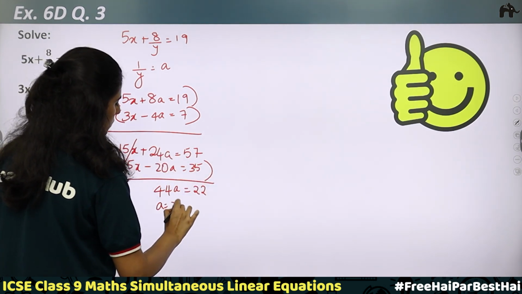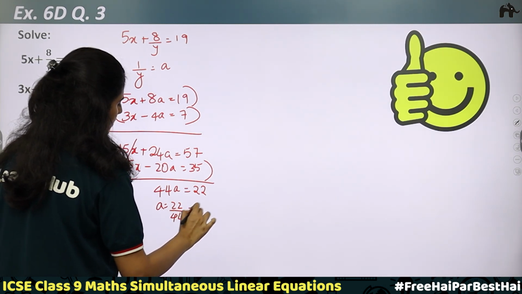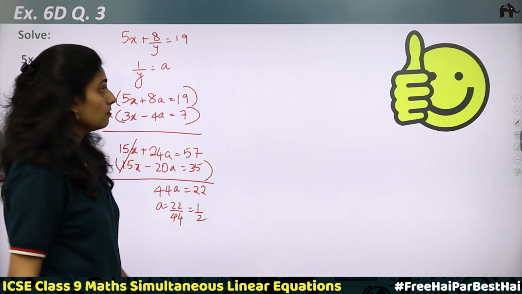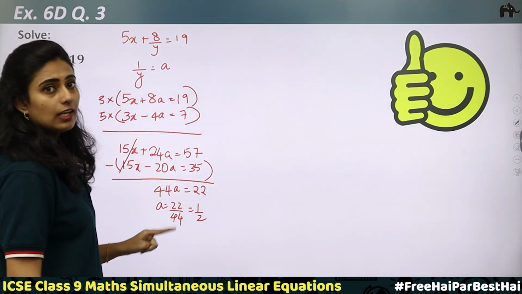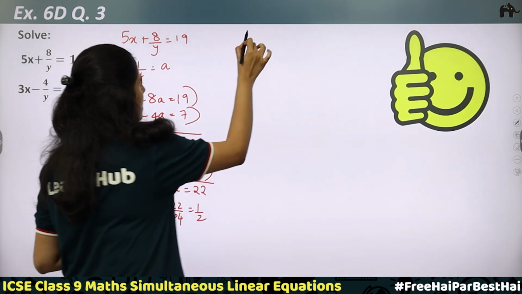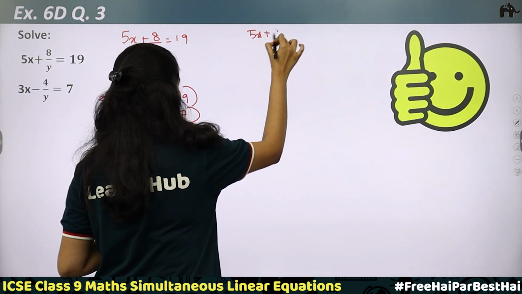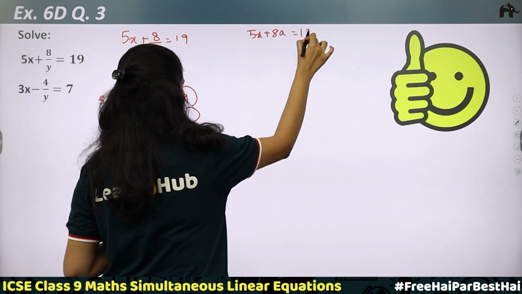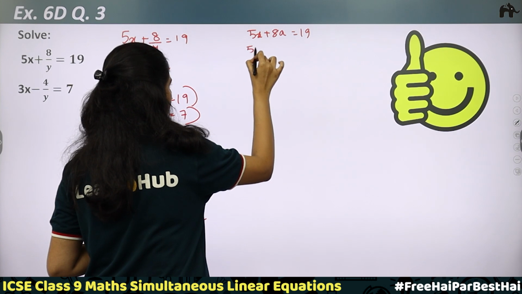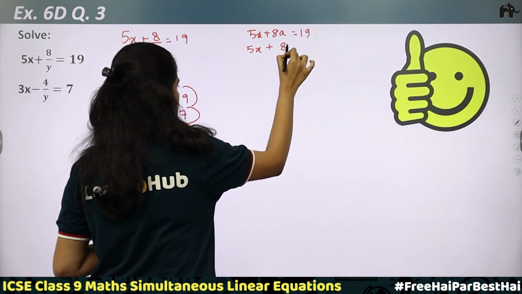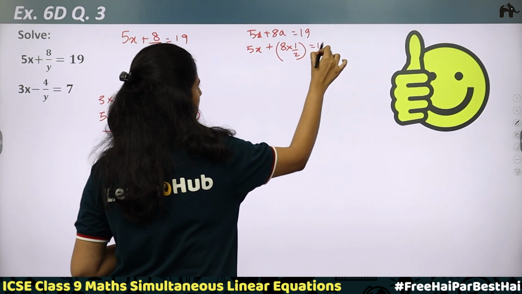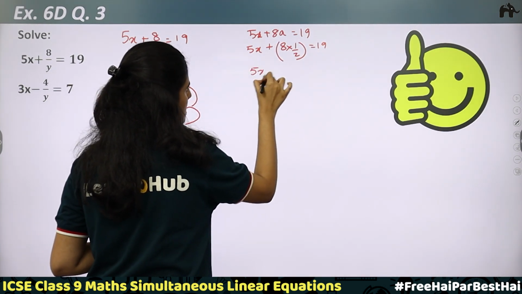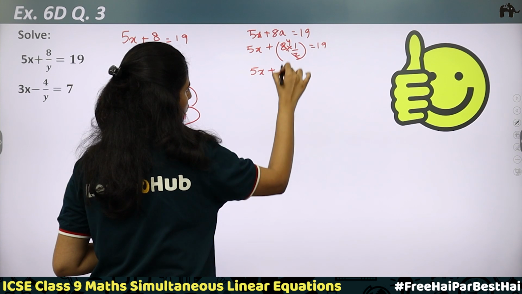a is equal to 22 by 44, which is 1 by 2. a is equal to 1 by 2. Now we have to find what x is. Take the expression 5x plus 8a is equal to 19. 5x plus 8 into 1 by 2 is equal to 19. 5x plus, cancelling we get 4.